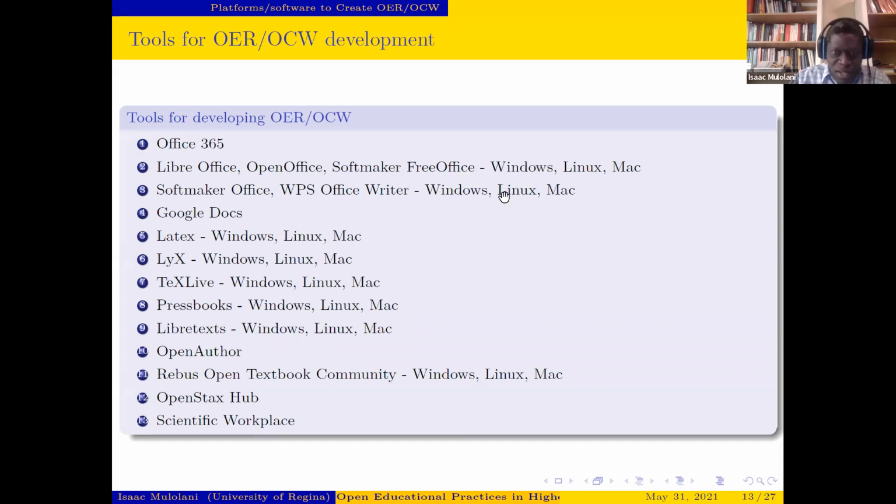And these others here are the SoftMaker Office and WP Office. These are proprietary, but cheaper than Office. They're alternatives to Office. And then of course, Google Docs, which is free, LaTeX and all its LyX and TeX Live. These are LaTeX tools. Then there's something called Pressbooks, which is becoming increasingly popular. Actually, in Canada, most of the universities are using Pressbooks as one of the options for the creation of open educational resources. So at the University of Regina, I'm actually the administrator for the Pressbooks instance that we have. But faculty are also creating OER using LaTeX as well.